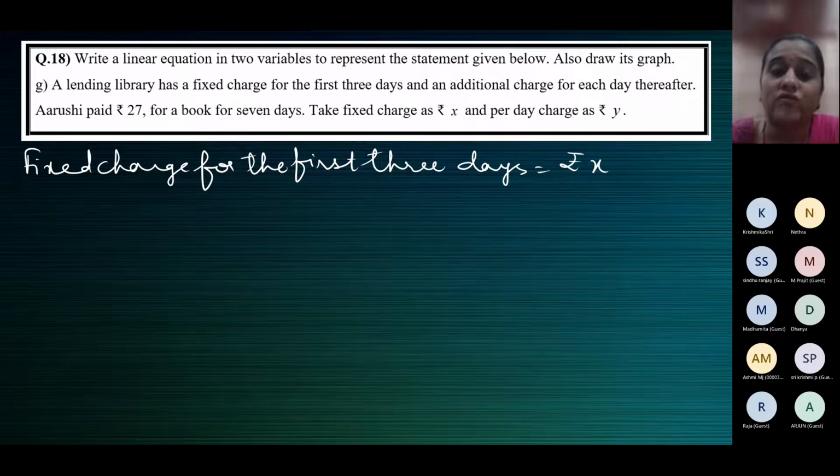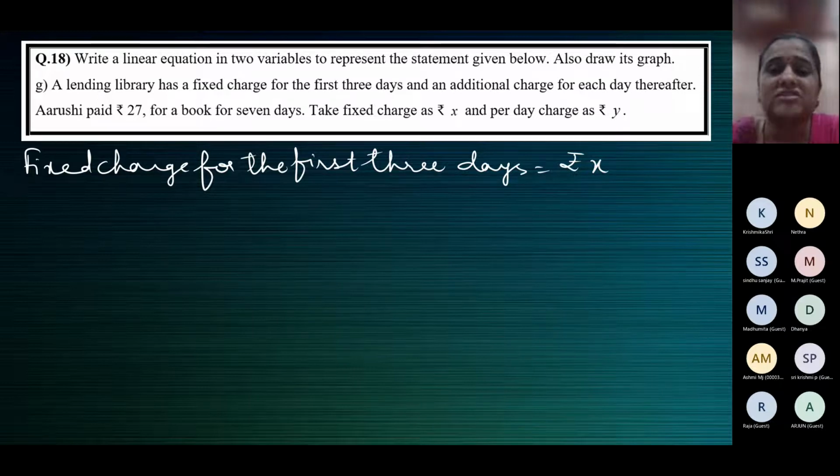Now Arushi has the book for 7 days. So she's had it for 4 days extra. You can have it for 3 days. How many days extra does she have it for? 4. She has the book for 7 days, so that means she has used the book for 4 extra days. So she has to pay the additional charge for the 4 extra days.